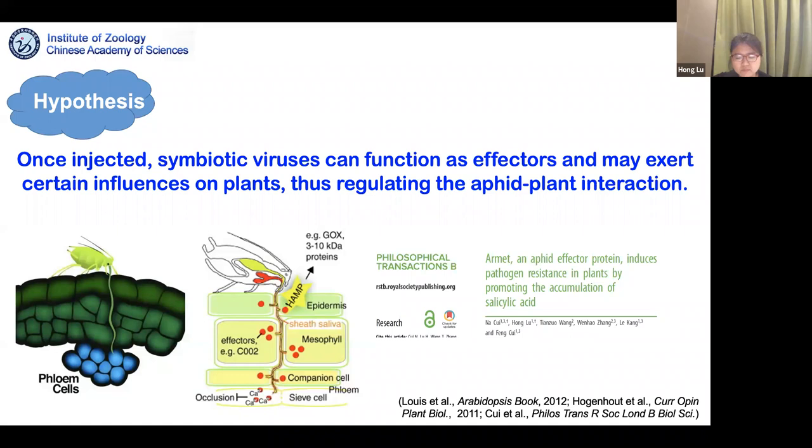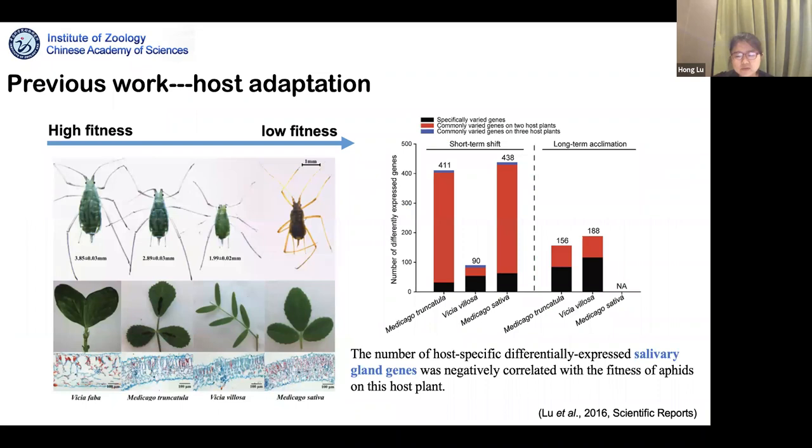In our previous work, the fitness of the aphids was highest on Vicia faba, followed by Medicago truncatula and Vicia villosa, and finally Medicago sativa. On Medicago sativa, the aphids didn't survive. In previous salivary transcriptomic data, we found the number of host-specific differentially expressed salivary gland genes was negatively correlated with the fitness of aphids on the host plant.